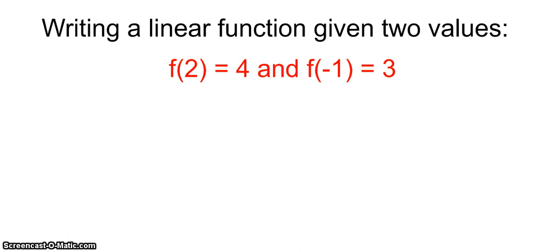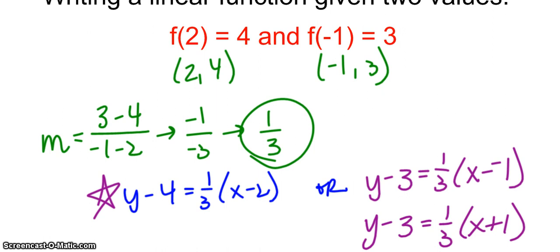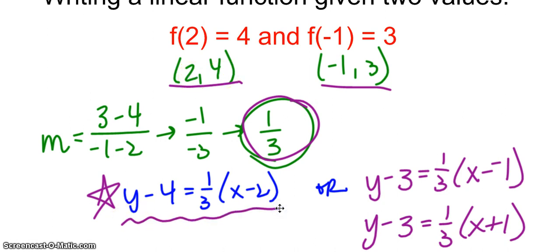Same thing, I'm going to ask you to pause your video and go ahead and try this one, and I'll reveal the answer in just a minute. Alright, looking at what we have, we've been given 2 different points. I went ahead and found the slope of positive 1/3. Using the point 2, 4, I would come up with this equation. Using the point -1, 3, I would come up with this equation, which I then simplified, turning minus and minus into a positive 1.